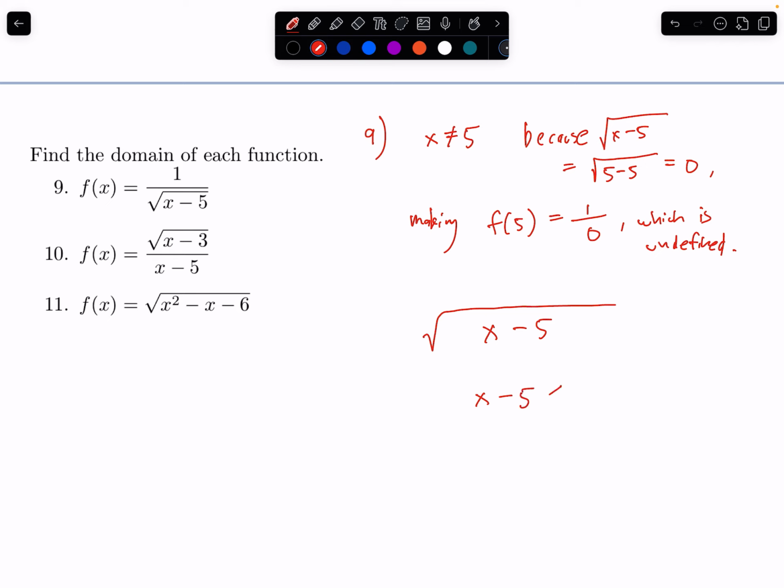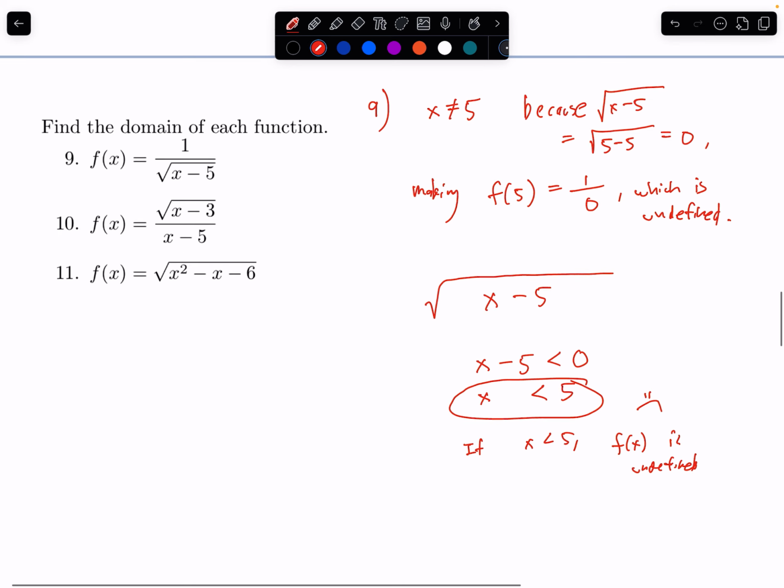I want to know, when is x minus 5 less than 0? Well, solve that, add 5 to both sides. That means x is less than 5. Anytime x is less than 5, I'm in bad shape because I have a negative square root, right? So if x is less than 5, then I'm undefined. I should say more specifically, f of x is undefined.